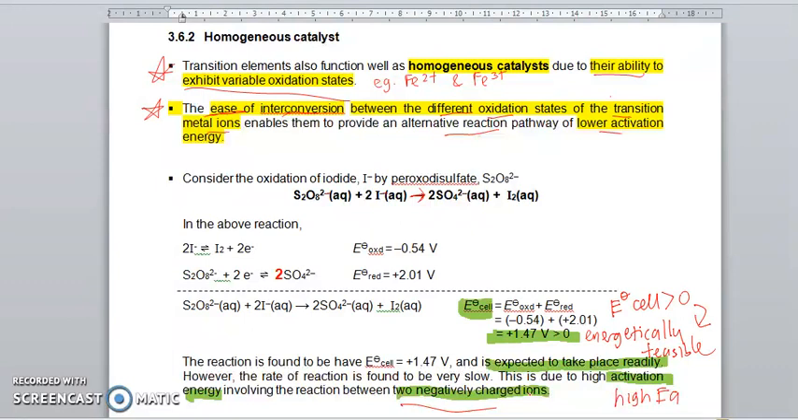I believe that at this stage you already know how to calculate the E0 cell, so I'm not going to go through this part in detail. Okay, let's move on.